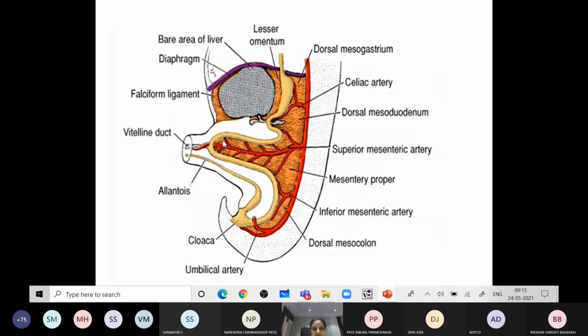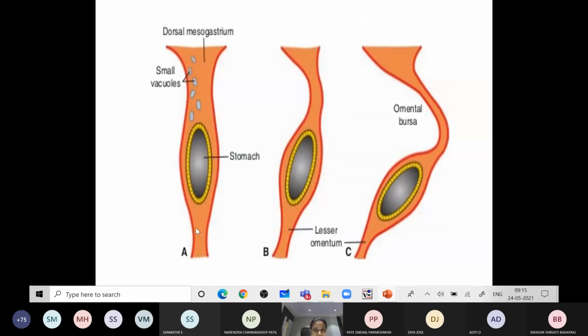This is the transverse section. If we take a section here, you can see this is the ventral mesogastrium. This is the dorsal mesogastrium. This is the developing stomach, which has the anterior border and the posterior border. Because of enormous growth of the posterior border, it rotates to the left side, and the anterior border rotates to the right side. Along with this rotation of the stomach, the dorsal and the ventral mesogastrium also rotate.